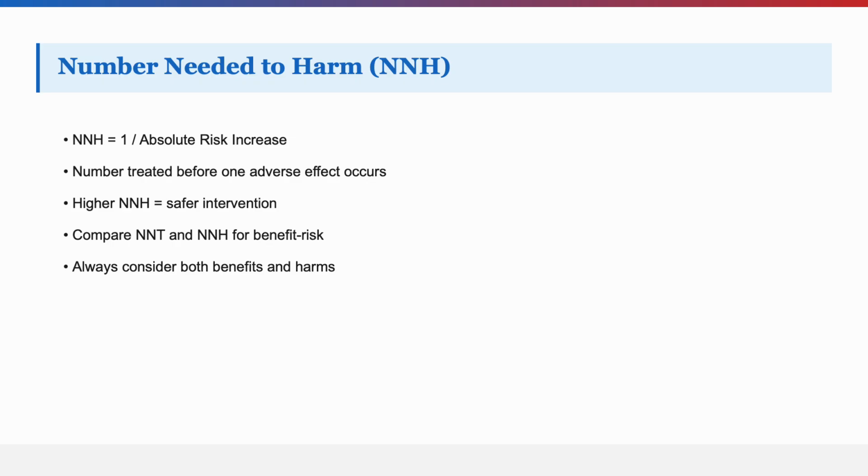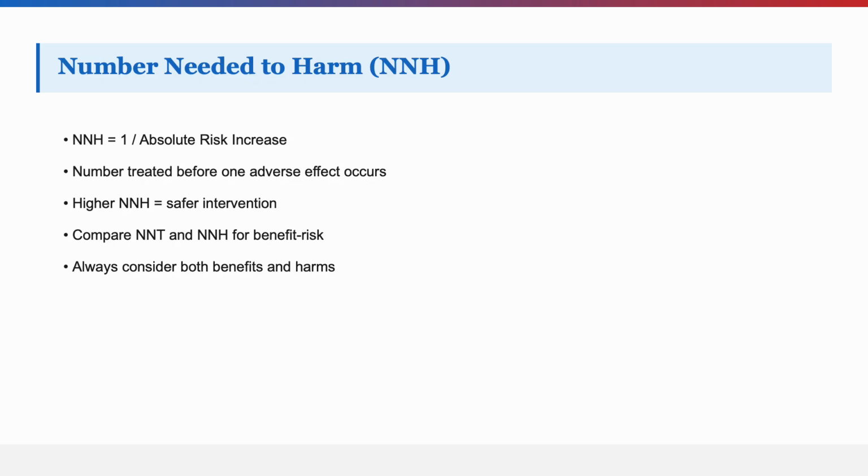If a drug has NNT of 20 for preventing heart attacks and NNH of 100 for causing serious bleeding, you prevent 5 heart attacks for every serious bleed. That might be worthwhile. But if the same drug has NNH of 15 for causing kidney damage, now you're causing nearly as much harm as benefit. Different calculation. For healthcare managers, this framework supports formulary decisions, guideline development, and patient communication.